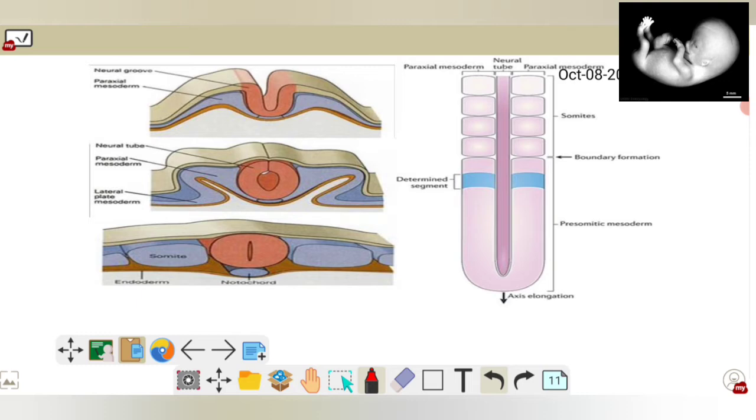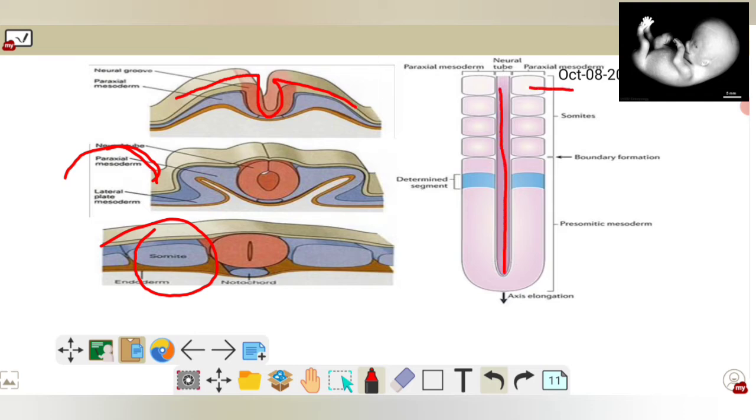Now, as we see in this diagram, the neuroectoderm undergoes invagination, forming the neural folds, then the neural tube. Similarly, when this occurs in the neuroectoderm, the mesoderm near the neural tube gets thickened to form the paraxial mesoderm, and this paraxial mesoderm gets segmented to form somites. This is the neural tube in the center, and these are the somites.